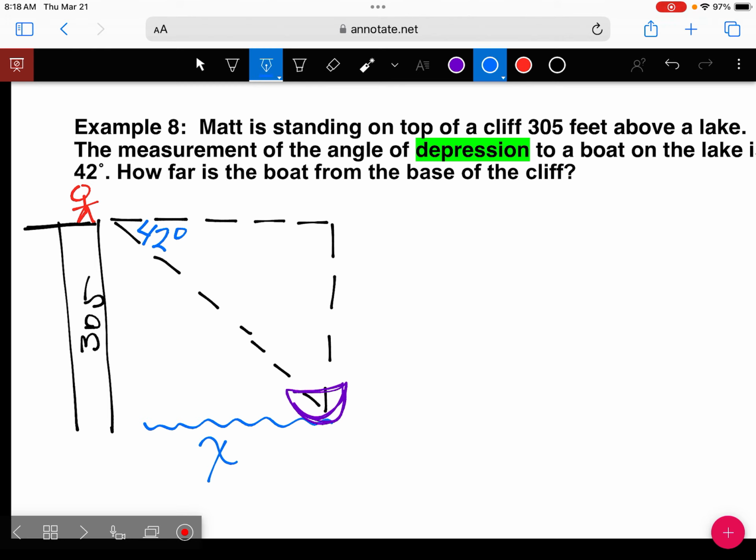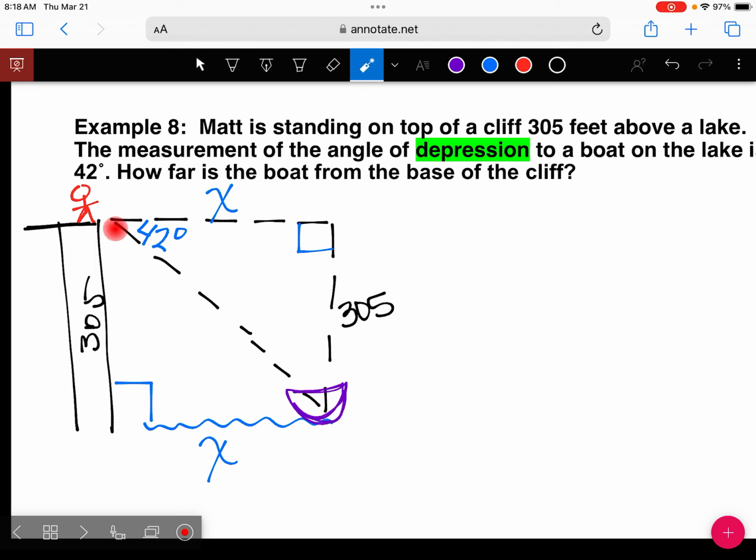Now what you need to know is that a triangle is half of a rectangle. So I have my right angle here, but I also have a right angle here. So in relationship to this triangle, this 305, opposite sides of a rectangle are the same. So I could put that 305 over here too. And the X, remember, opposite sides are congruent, so that X can also be here because the distance from here to here is the same as the distance from here to the boat.